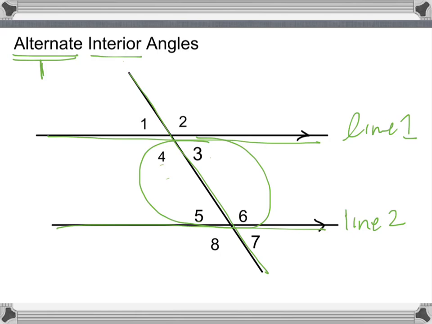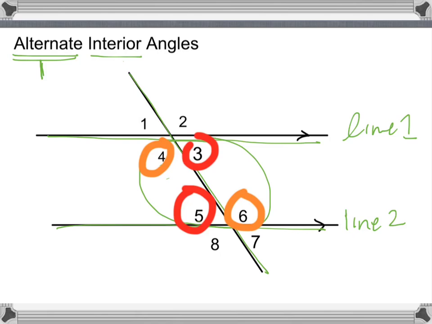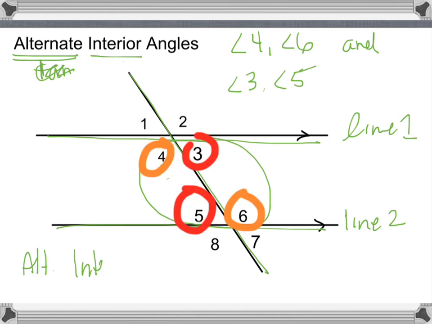Alternate interior angles means that they alternate on the sides of the transversal that they're on. So there are 2 pairs of alternate interior angles. 3 and 5 are alternate interior, and 4 and 6 are alternate interior. And what we know about alternate interior angles is that they are congruent. So alternate interior angles are congruent.